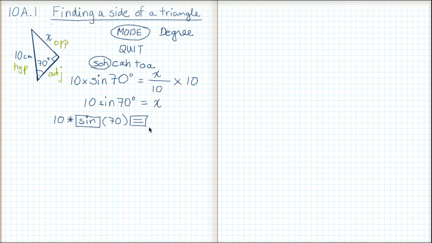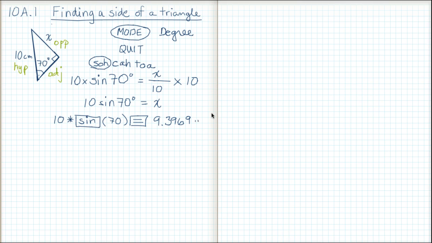Okay, then press the equal sign, and your display should read 9 point. You can give this a try while we're doing it here together. Pause the video and go get your calculator if you haven't already. Okay, you should get 9.3969, and then it goes on forever.